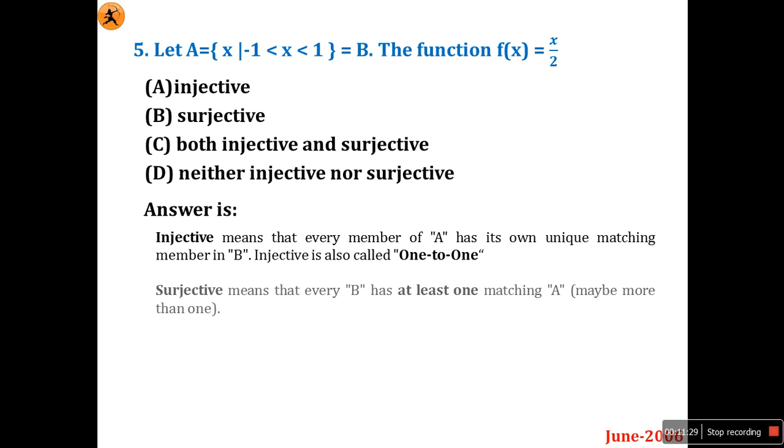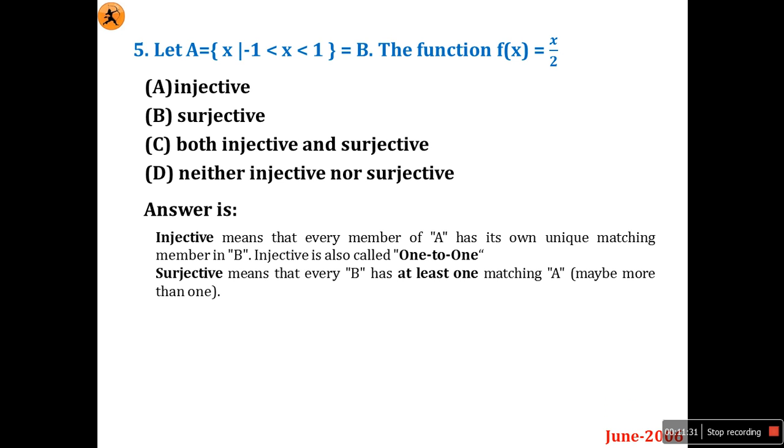Okay. Next, look at surjective. This means that every element of B has at least one matching element of A. In the first case, some elements may be free in set B, but in the second case, a surjective function, all the elements of B should have an image from A. It means there is no element free in B. All the elements of B should have a pre-image in A.